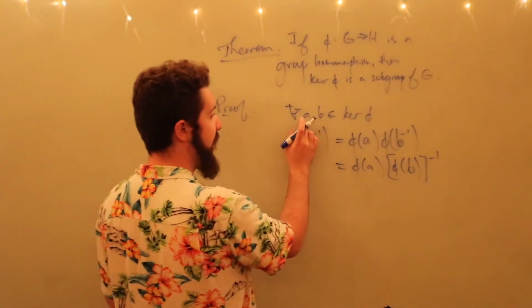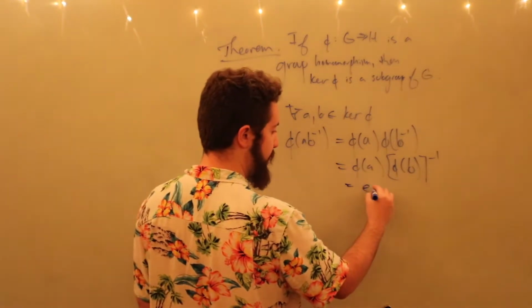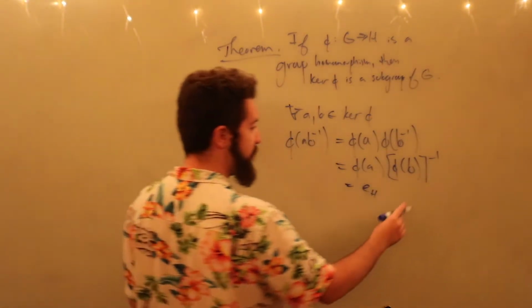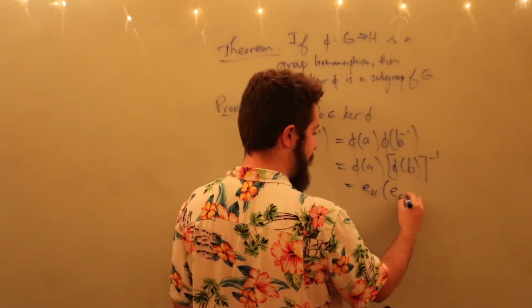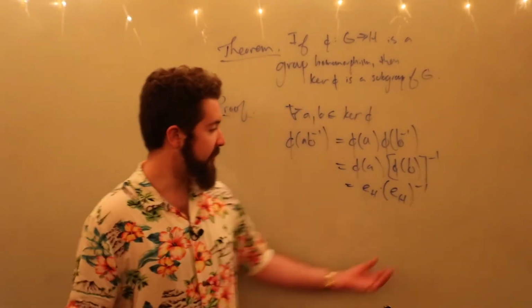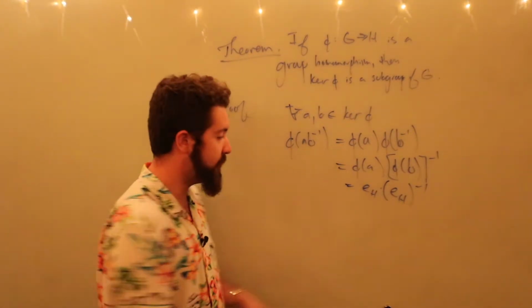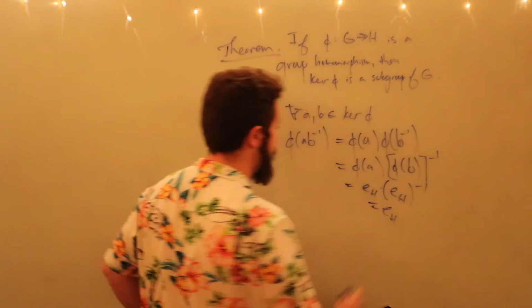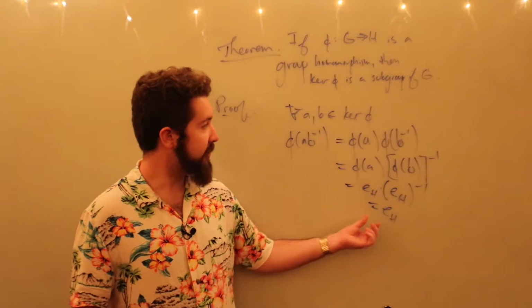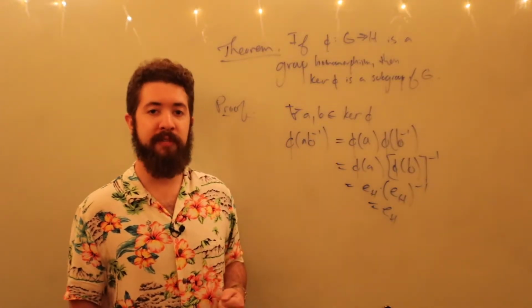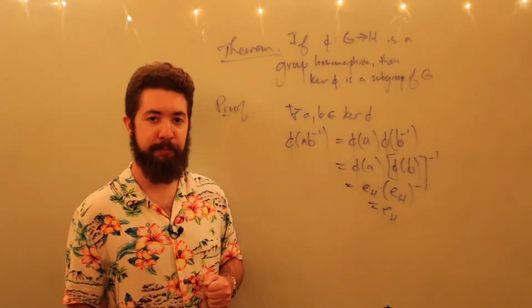However, by assumption, a and b are both in the kernel, which means that phi of a is equal to the identity in the group H, and likewise with b, so that we have e sub H times e sub H inverse. And of course, the inverse of the identity is just the identity, times the identity is going to be the identity. Thus, the arbitrary element a b inverse is in the kernel of phi, and by the subgroup test, we conclude that the kernel is a subgroup of the domain G.